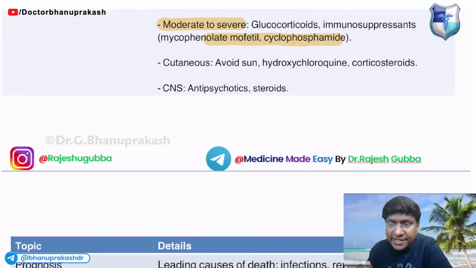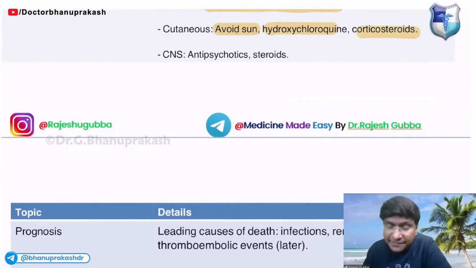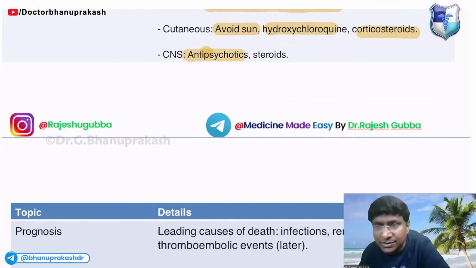And if there is cutaneous involvement, you need to give hydroxychloroquine and you should avoid sun exposure. And in refractory cases, corticosteroids have to be given. And if there is CNS involvement, you need to give antipsychotics as well as steroids.